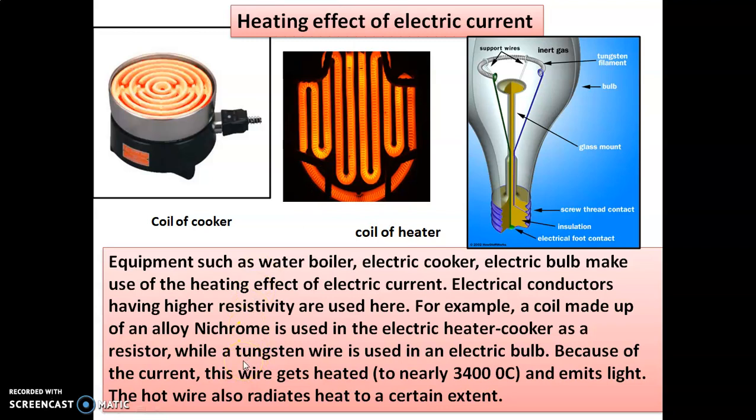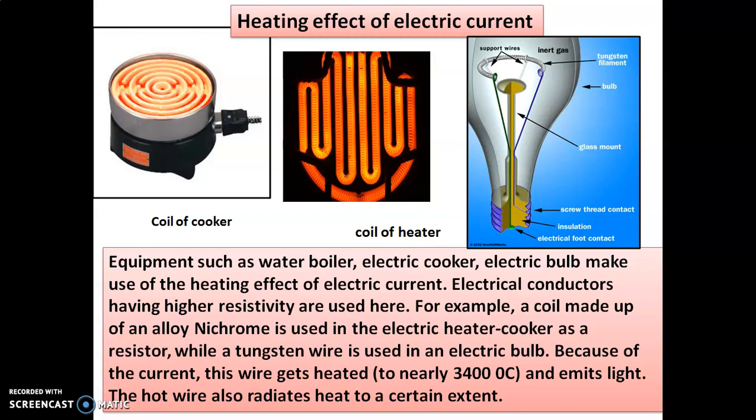While a tungsten wire is used in an electric bulb. This is how the electric bulb is going to look, and there we use a tungsten filament. Because of the current, this wire gets heated up to nearly 3400 degrees Celsius and emits light. Okay, so we are seeing the heating effect.